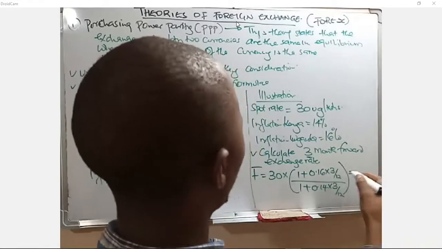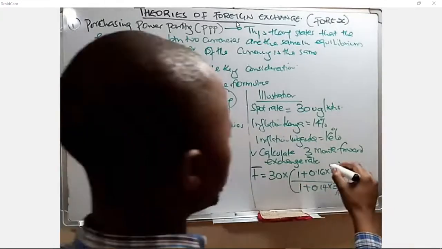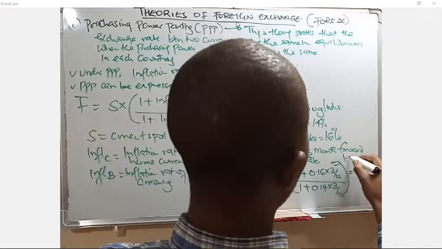So what is our forward exchange rate there? Forward exchange rates. So in this case, I just say 0.16 times 3 divided by 12. I get 0.04. Then I add 1. And here you are going to be getting 1.04.